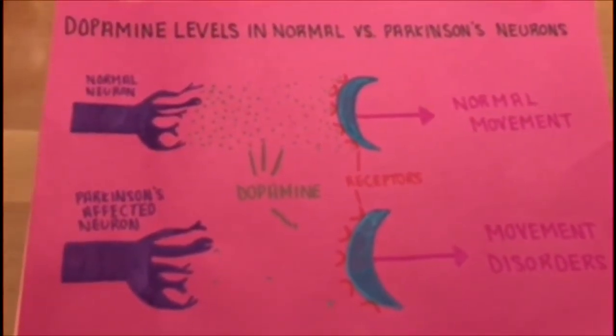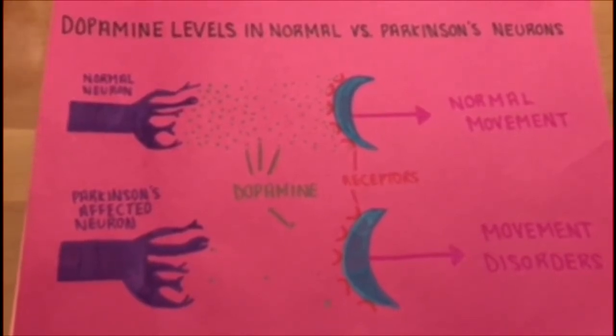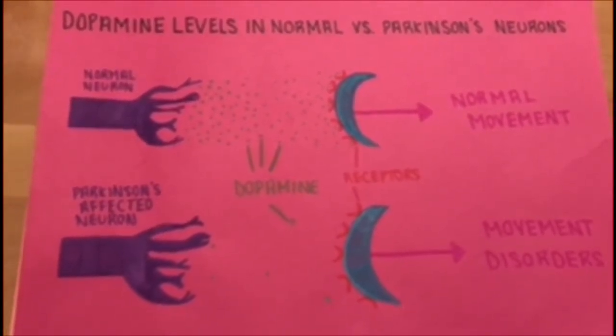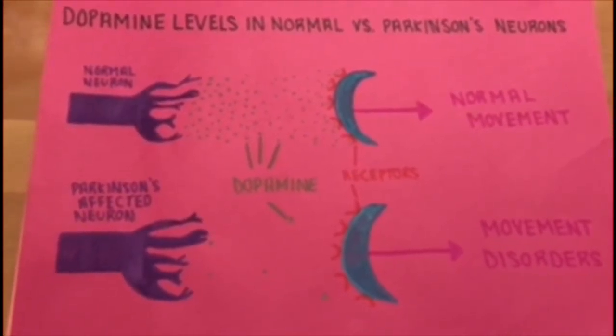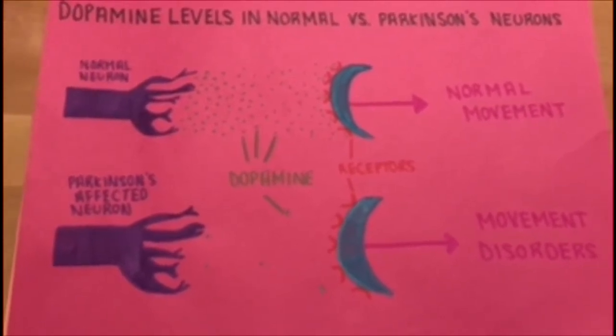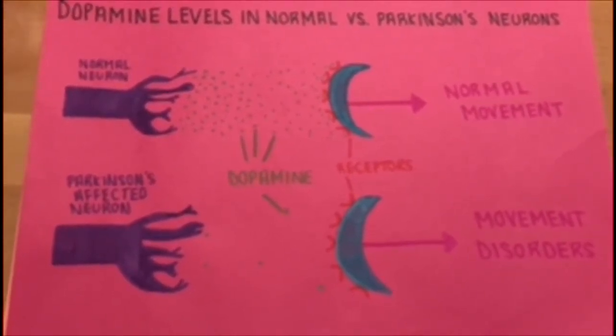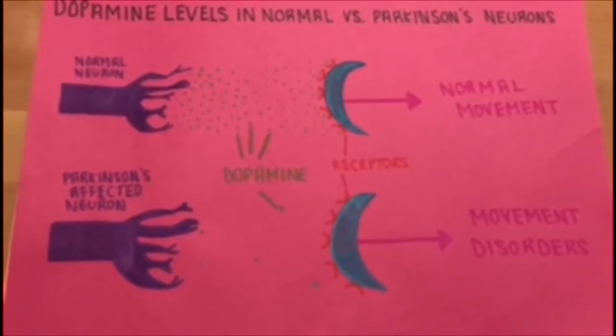Dopamine levels in normal versus Parkinson's neurons. In a normal neuron, there is a substantial amount of dopamine produced. In order for your basal ganglia to function at peak efficiency, it relies on the secretion of specific amounts of dopamine from neighboring neurons. When not enough dopamine reaches the basal ganglia, voluntary motions may become delayed or uncoordinated.